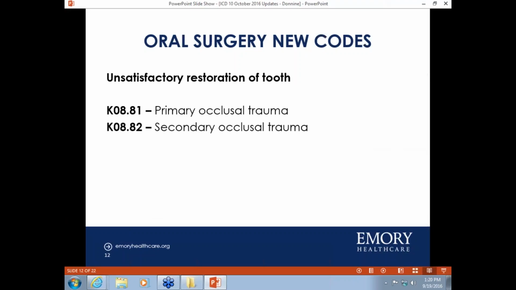Unsatisfactory restoration of tooth. They have all kinds of codes for unsatisfactory restoration of teeth, but this particular one is for occlusal trauma, which is where they've had trauma to the teeth and it hasn't been properly repaired, and they haven't had a code for that in the past. So now we have a code for that: primary occlusal trauma and secondary occlusal trauma.